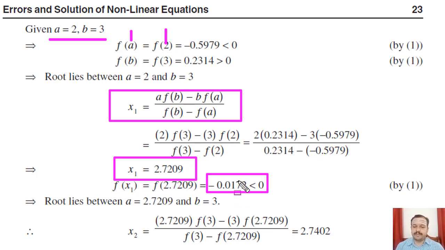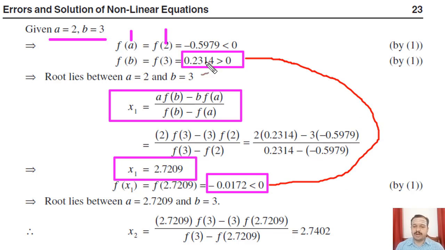This is negative. And in the previous step we evaluated f of b, that is f of 3, as positive 0.2314. Since this is negative and this is positive, we can say that the root is in between 3 and this value. We can say that the root is in between this and this.